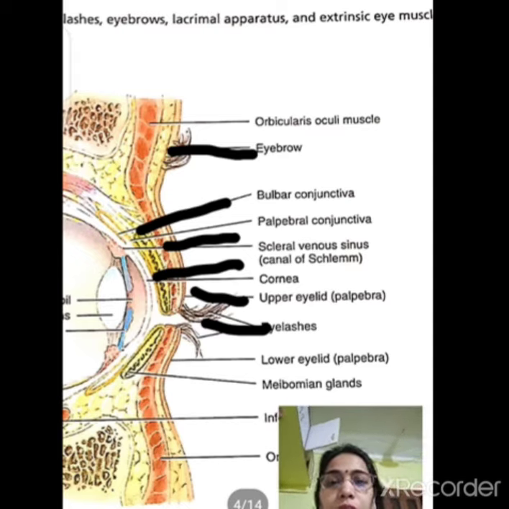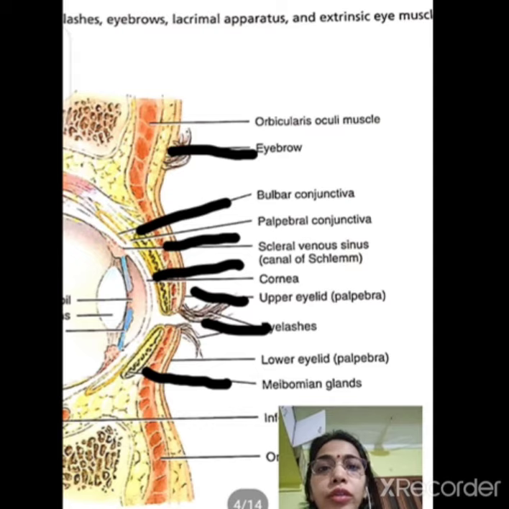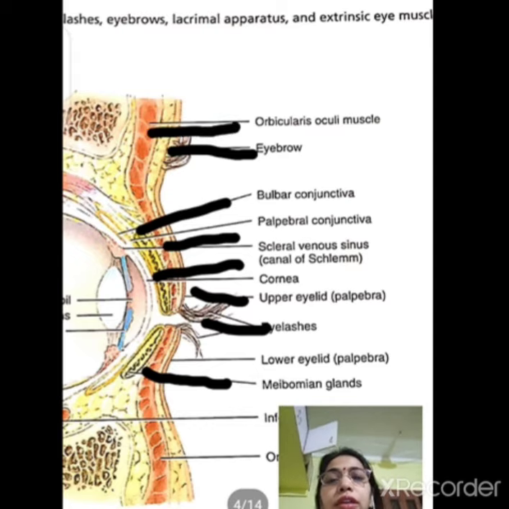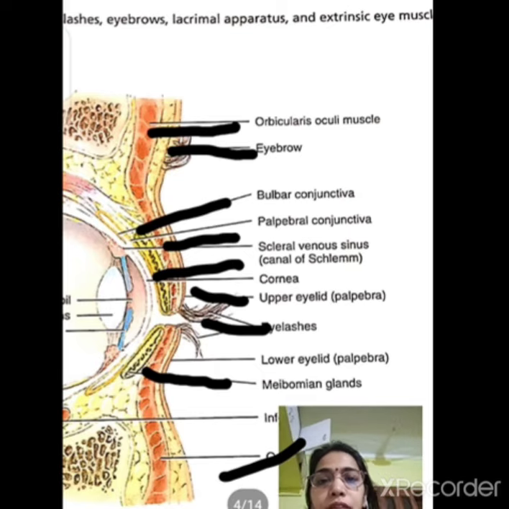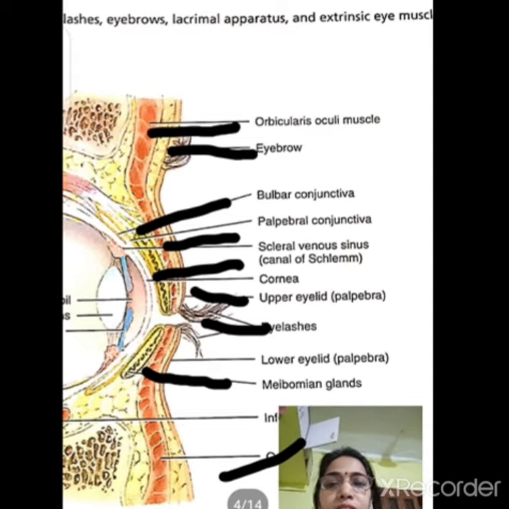Then meibomian glands. Then there is the orbicularis oculi muscle, the muscle of the eyelid. At the lower part you can see the orbicularis oculi, the superior and the inferior, the whole muscle, orbicularis oculi. There is the inferior oblique muscle inside here. This is the inferior oblique muscle.